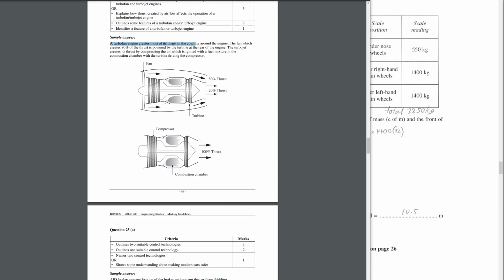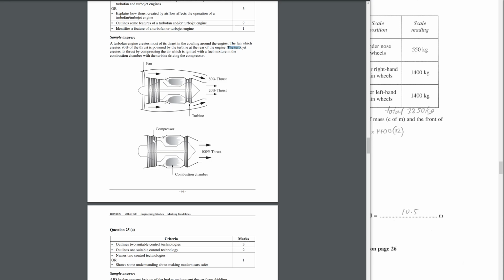A turbofan generates most of its thrust from the cowling, or the bypass of the engine, like I said. What happens is the air that passes through turns a compressor. The compressor is connected to the fan, and that's what generates the thrust. In a turbojet, all the air is passed through. So we can talk about the four stages: suck, squeeze, bang, blow.